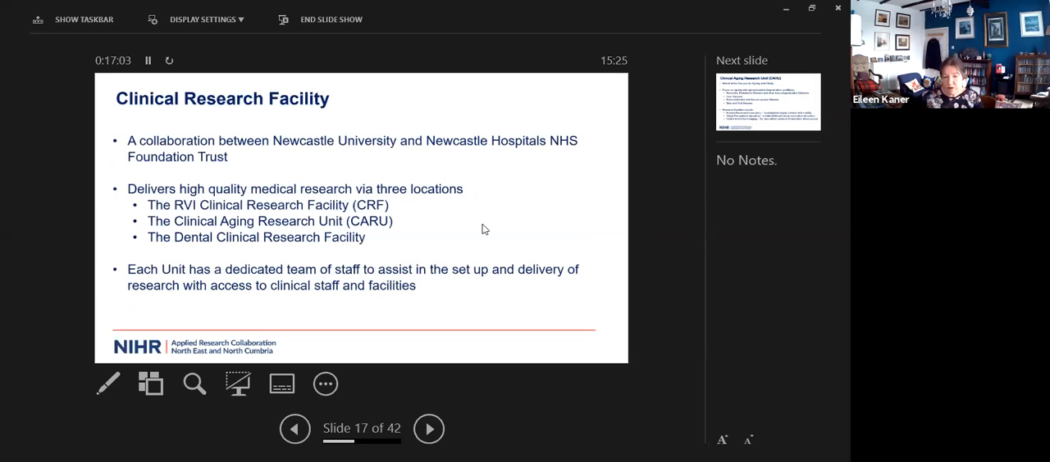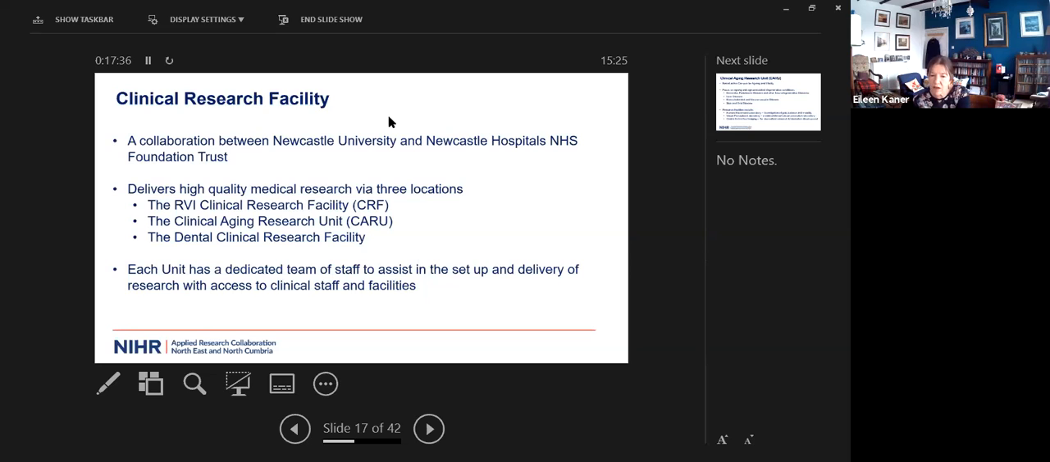There are a number of things called clinical research facilities, and you'll see there's a bit of a theme where Newcastle University and the Newcastle University Hospitals Trust are doing a lot of partnership working. Here, what they're trying to do is make the facilities in the hospital sit really close to people with skills and knowledge from the university, so that you can bring together both the science and the research and the clinical context.